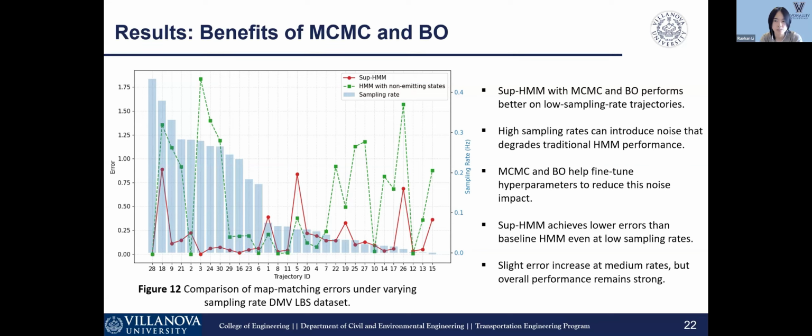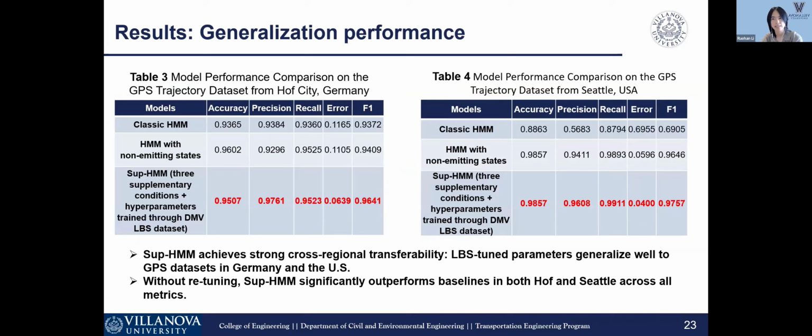Finally, we test our model on 2 additional datasets that are not LBS data. They are standard GPS datasets from Hof and Seattle. Even though the model was trained using only the LBS data from DC, we apply it directly to this GPS data without any retuning. The Sup-HMM model still achieves strong performance, often even better than on the LBS data. This confirms that our approach is not only robust, but also highly transferable.